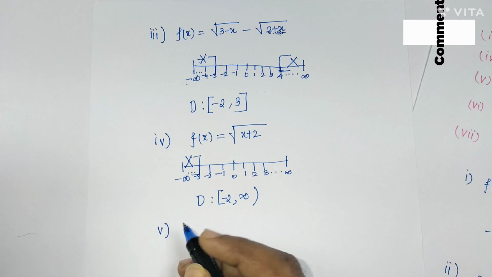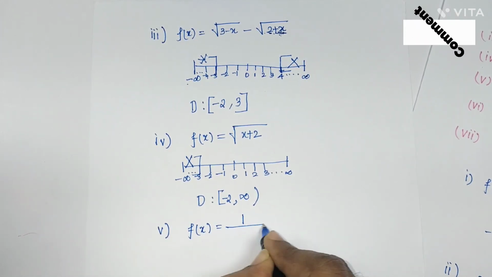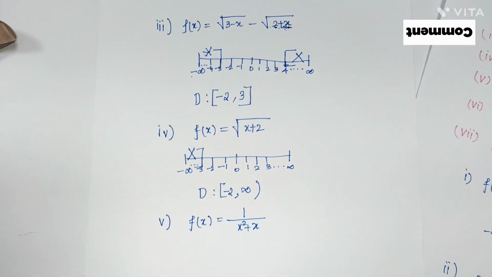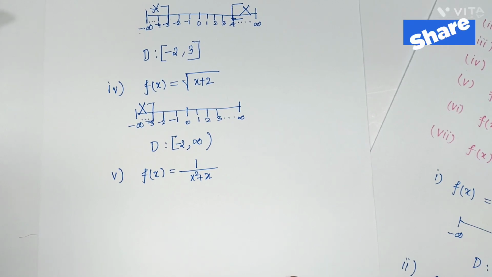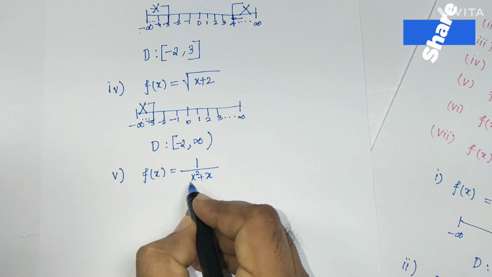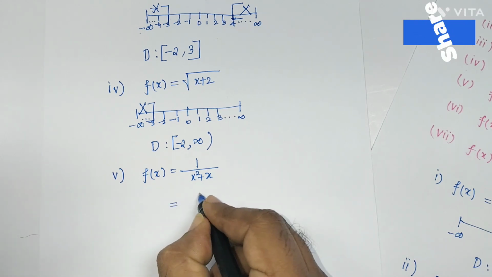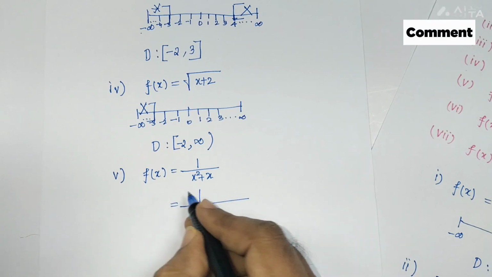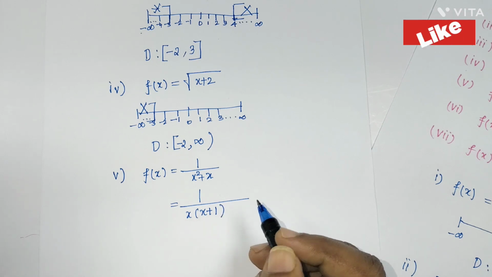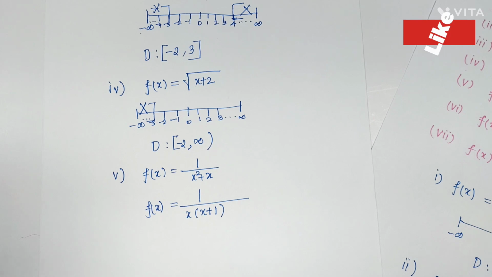Okay, and the fifth one. The fifth one is the function f of x equal to 1 divided by x square plus x. Whenever your function is in the denominator, you have to be careful while finding the domain. You have a quadratic expression, x square plus x. Wherever possible, try to convert it into linear factors. Taking x outside, I'll get x plus 1. So this is your f of x.